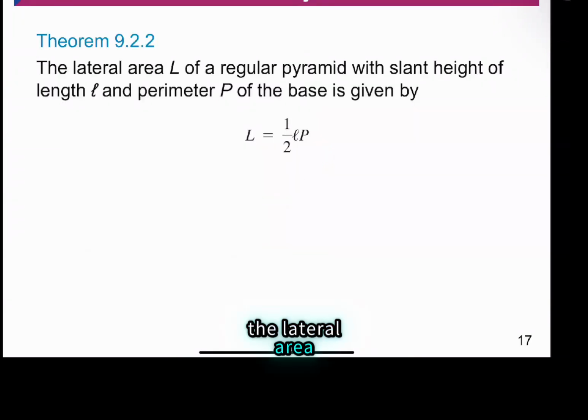The lateral area of a regular pyramid with slant height L and perimeter P of the base is given by lateral surface area equal to 1/2 of the slant height times the perimeter.